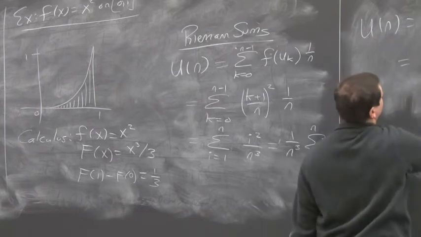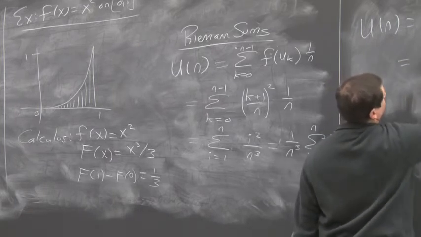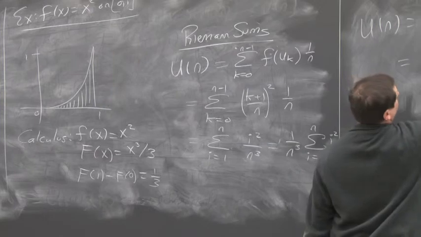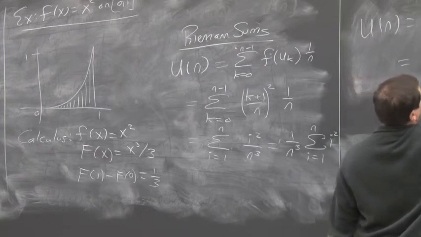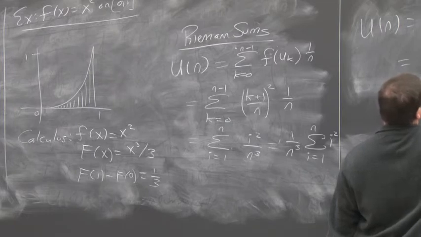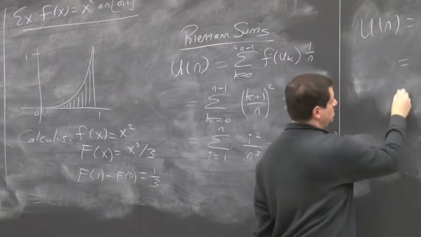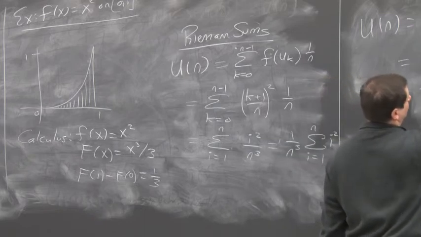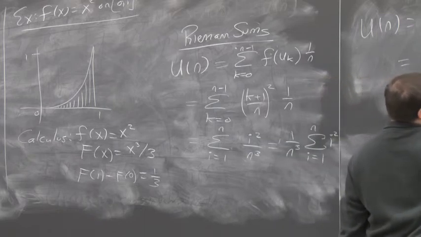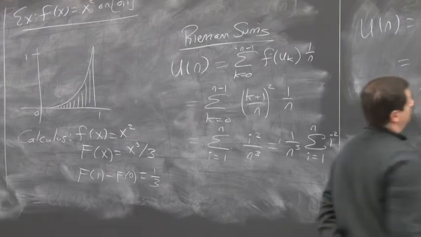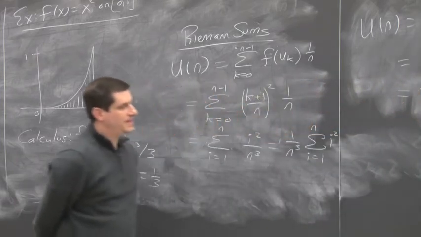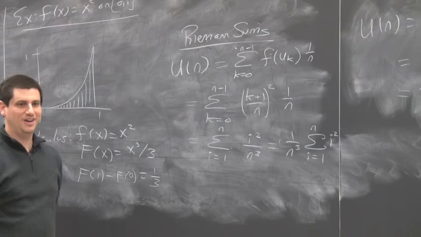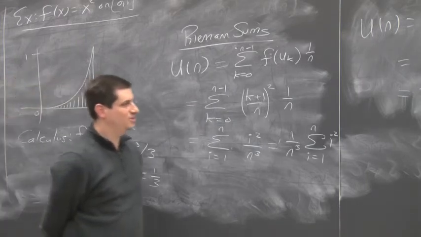Okay, one of the n's cancels. And if we multiply this out, we get 2n squared plus 3n plus 1 over 6n squared. Or 1/3 plus, now over here, I'm going to have 1 over 2n plus 1 over 6n squared. That's my upper sum. As n goes to infinity, what does this go to?